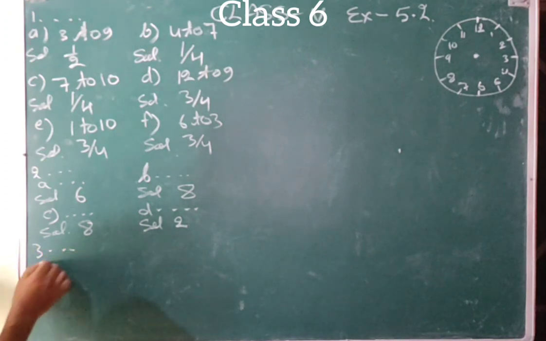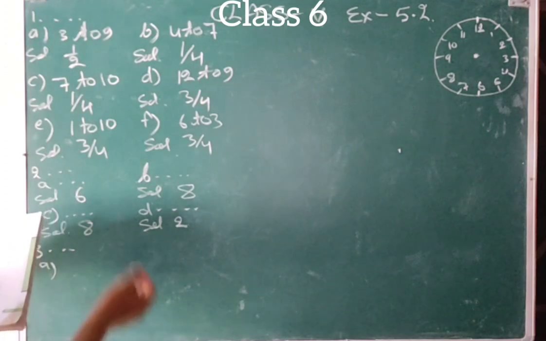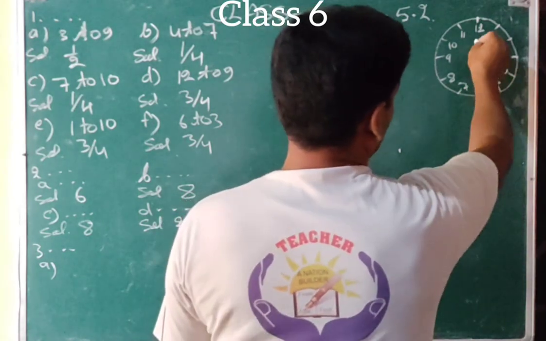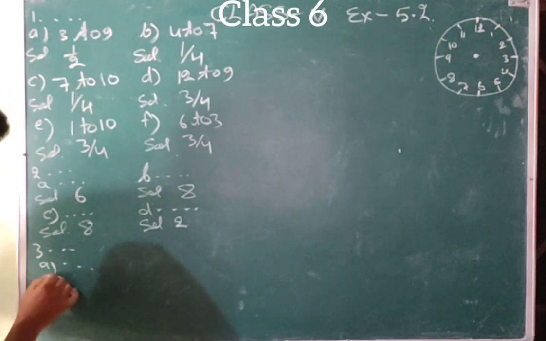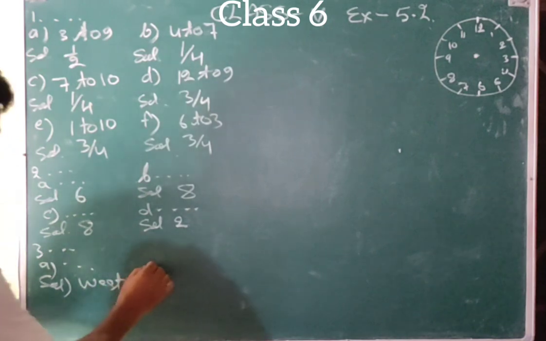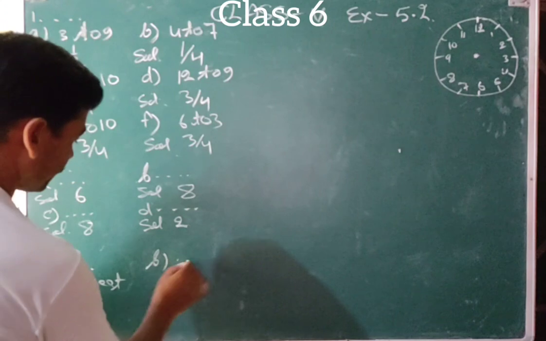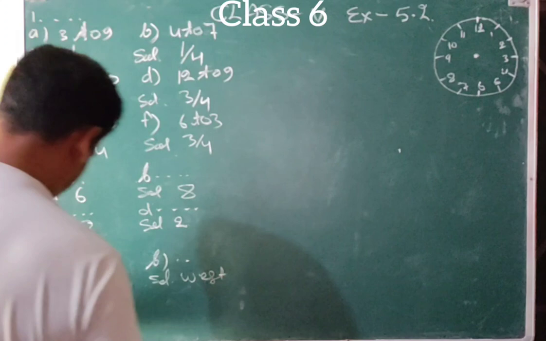And then the third question: which direction will you face if you start facing? A part, east and half of a revolution, it means west. B part, east and 1.5 revolutions, that is also west, because one revolution is completed and half also, so that will be west.